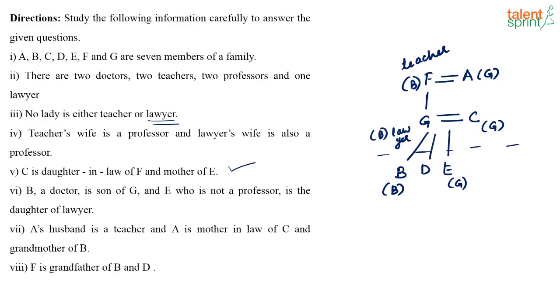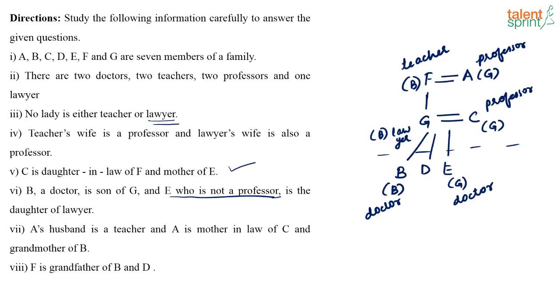Then what else should we fill? Yes, the professions of A and C. See, it is given here, teacher's wife is a professor and lawyer's wife is also a professor. So A is a professor and C is also a professor. I already know B is a doctor, and E is not a professor. E is not a professor, so what should E be? See, E is female, so E cannot be a teacher or a lawyer. So obviously E has to be a doctor.